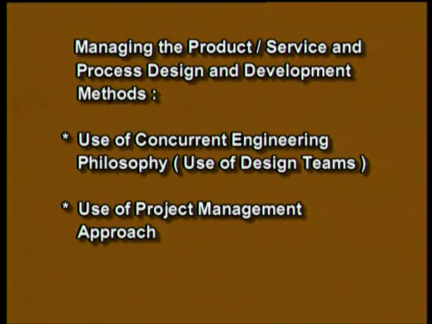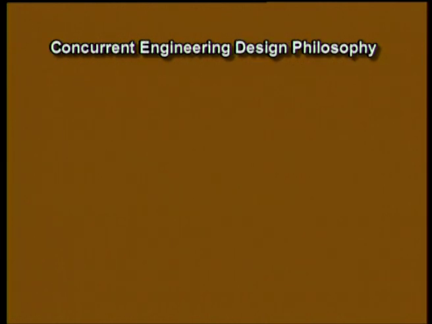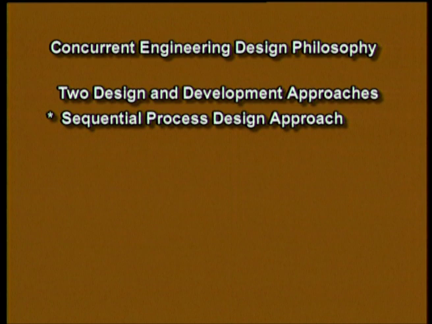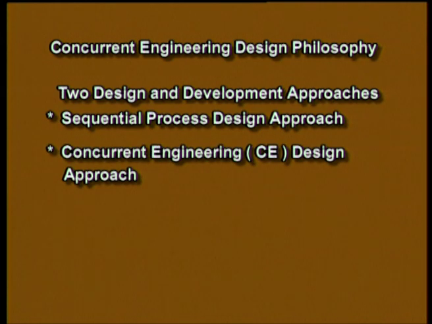Now we will talk about these two approaches, namely the use of design teams and the use of the project management approach. First, the design teams. There are 2 types of approaches. One is the sequential process design approach. The second one is the concurrent engineering design approach, or design teams approach. The sequential process design approach was originally followed all the way through the 70s and mid 80s. It is sequential. Basically, you do your job and throw it over the wall.